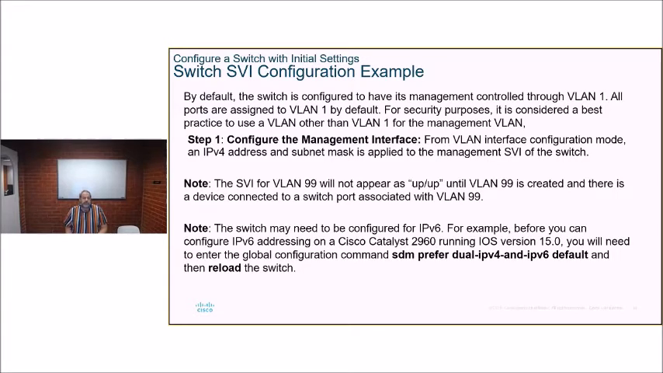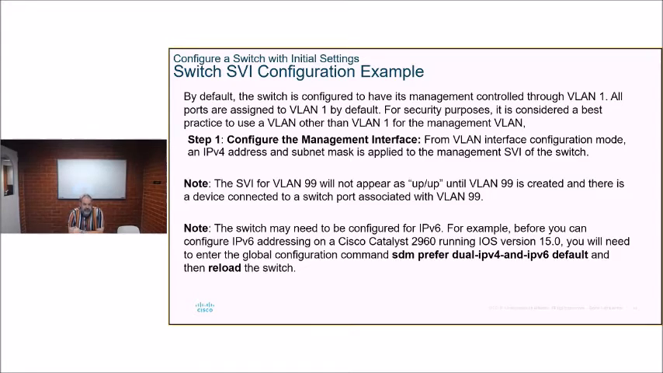So by default, the switch is configured to have its management controlled through VLAN 1. All ports are assigned to VLAN 1 by default. For security purposes, it's considered best practice to use a VLAN other than VLAN 1 for the management VLAN, just to make it different, extra information they need to find out. That's hackers, that is. So you configure the management interface. From VLAN interface configuration mode, an IP address and subnet mask is applied. Of course, you then need to turn it on. Note the switch virtual interface of VLAN 99 will not appear up and up until VLAN 99 is created and there is a device connected to a switch port associated with VLAN 99.